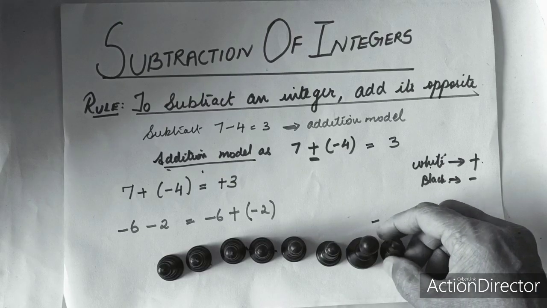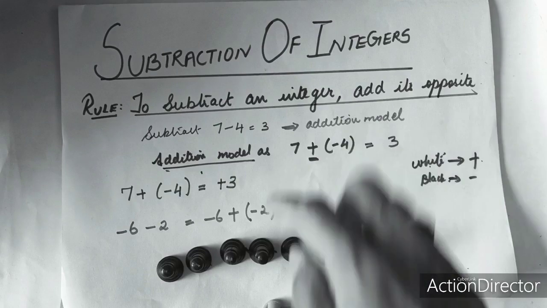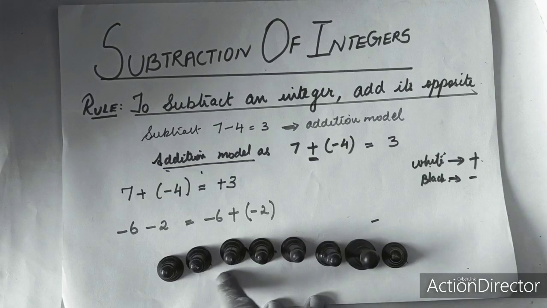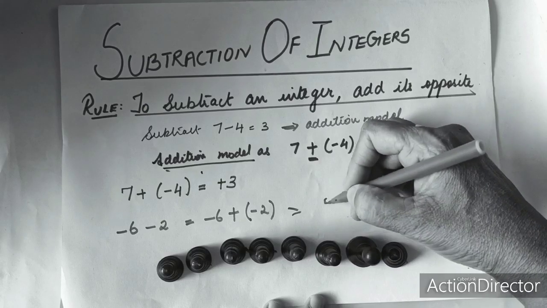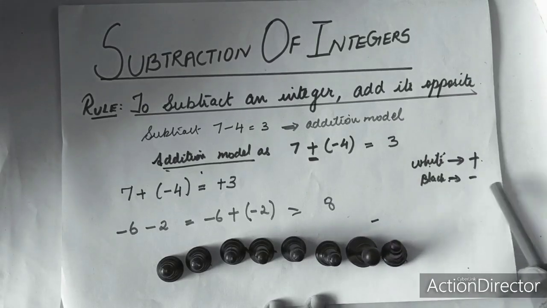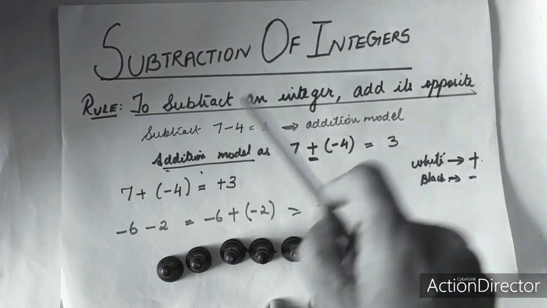Now, what is my answer? This is an addition. If I am able to see the answer, how many black pawns are there? There are 8 black pawns. And what is the sign of this black? Black denotes negative. So, from this you can very easily understand subtraction of an integer is nothing but adding its opposite.